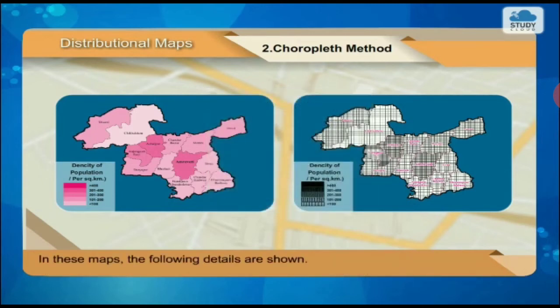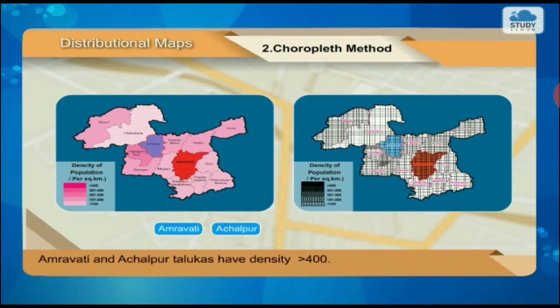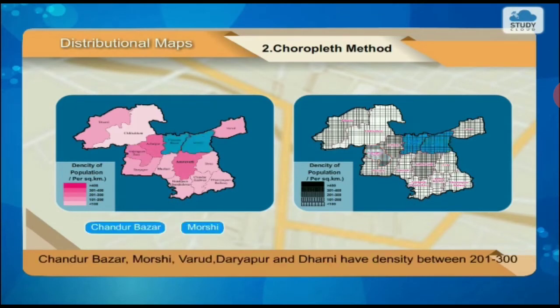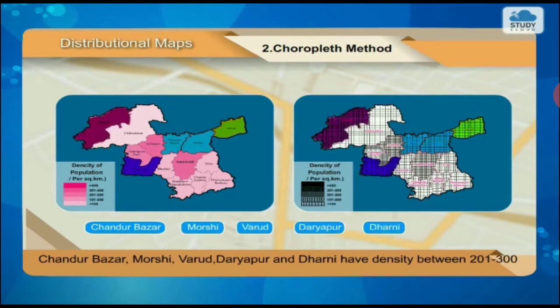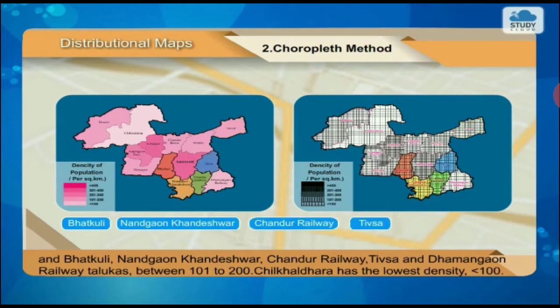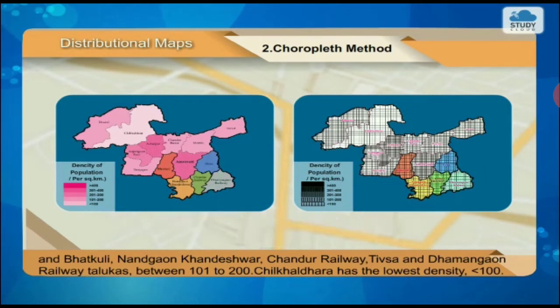In this map, the following details are shown. Amravati and Achalpur Taluka have density greater than 400. Anjangaon Surji Taluka has density between 301 to 400. Chandur Bazar, Morshi, Varud, Daryapur and Dharni have density between 201 to 300. And Bhatkuli, Nandgaon Khandeshwar, Chandur Railway, Tiosa, Dhamangaon Railway talukas between 101 to 200. Chikaldara has the lowest density, less than 100.